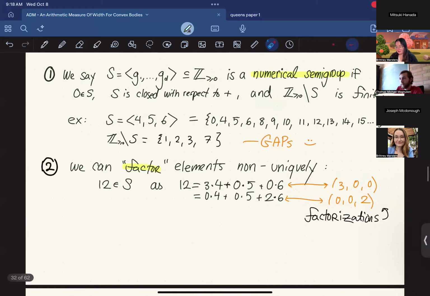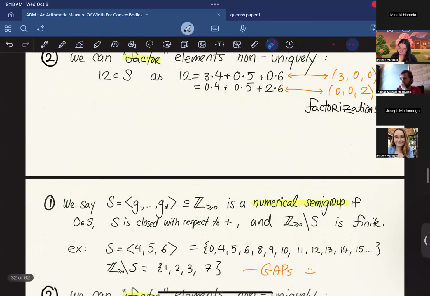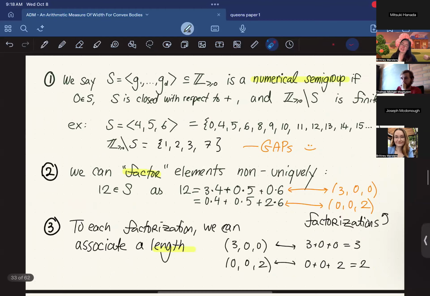And to each of these different factorizations, we can associate a tuple, all right? So I read this as I take 3 copies of the first generator plus 0 copies of the next generator plus 0 copies of the next generator, and so on. And so these 2 factorizations give me these 2 lattice points. And to each of these lattice points, we can associate a length just being its coordinate sum. So here we get just 3 and 2.